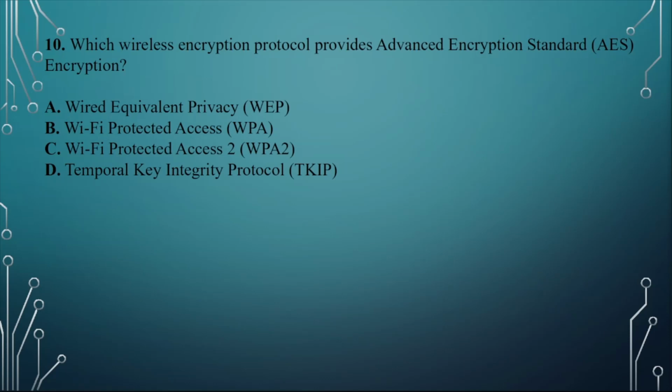Question number 10. Which wireless encryption protocol provides Advanced Encryption Standard, AES encryption? A. Wired Equivalent Privacy. B. Wi-Fi Protected Access. C. Wi-Fi Protected Access 2. And D. Temporal Key Integrity Protocol.